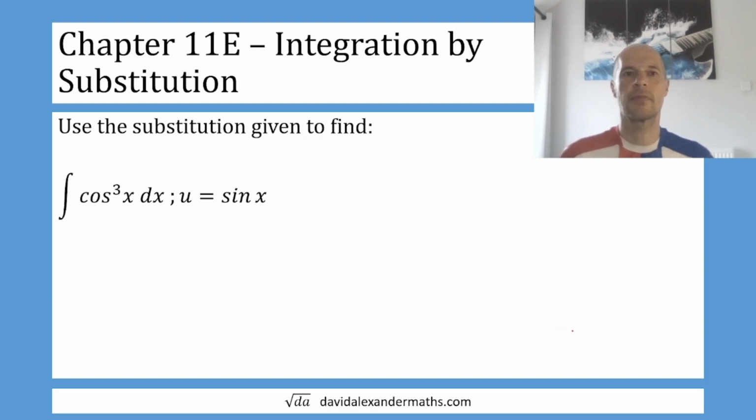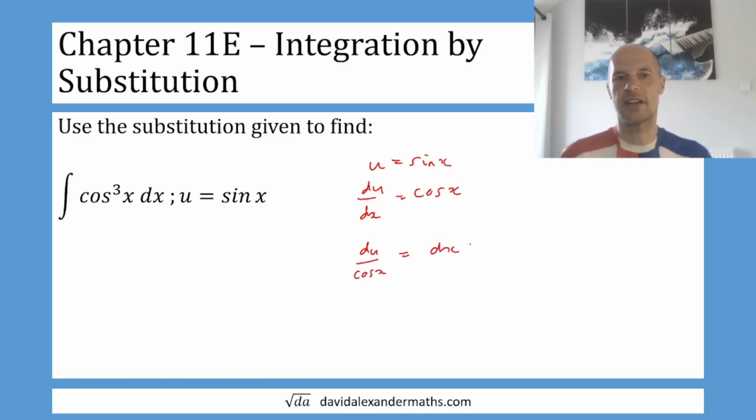Use the substitution given to find the integral of cos cubed x dx, u is sine x. So exactly the same as before. If u equals sine x, then du by dx, let's differentiate sine x, well that is cos x. Now we want to replace, what's another way of stating dx? Well, du over cos x is dx.